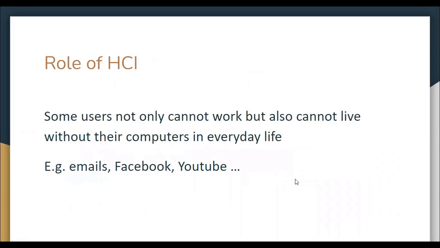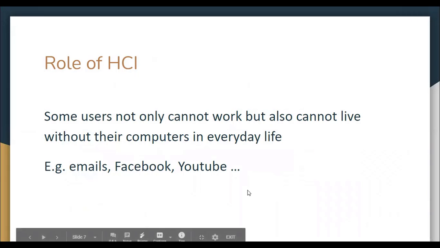So, what is the role of HCI? Actually, some users not only cannot work but also cannot live without their computers in everyday life. For example, email, Facebook, YouTube are becoming very popular social media platforms now.